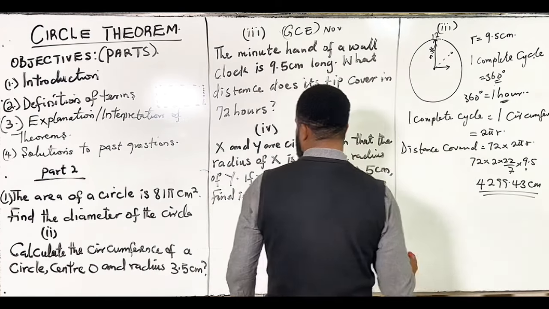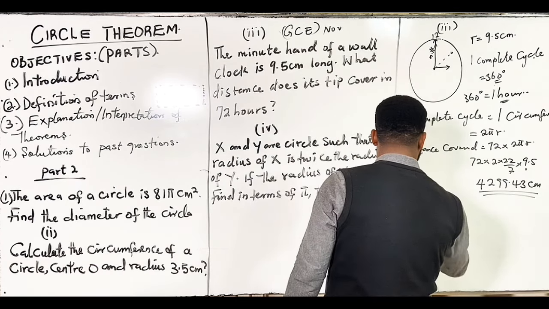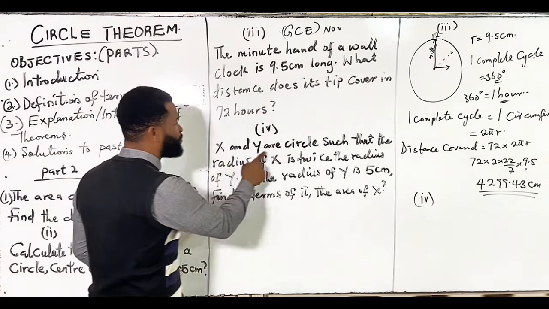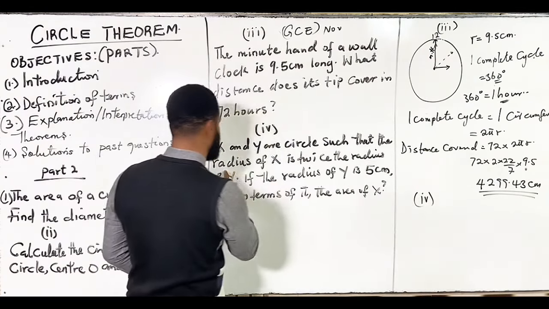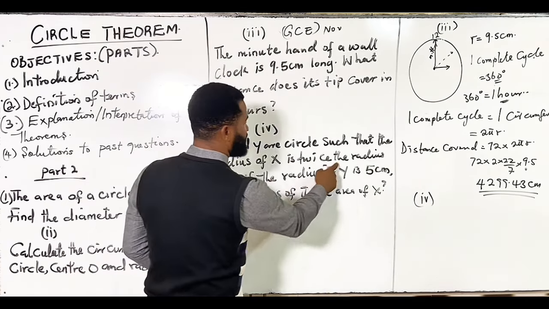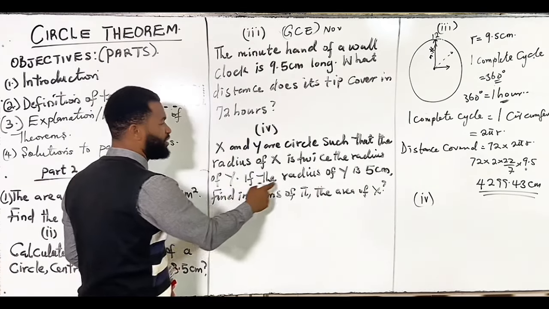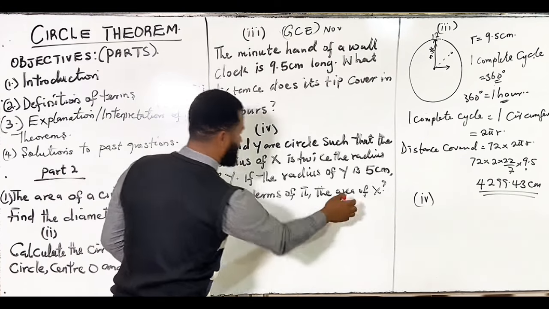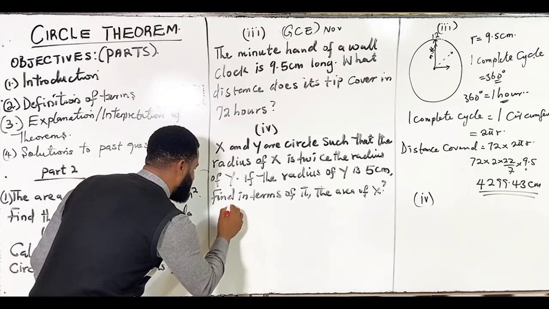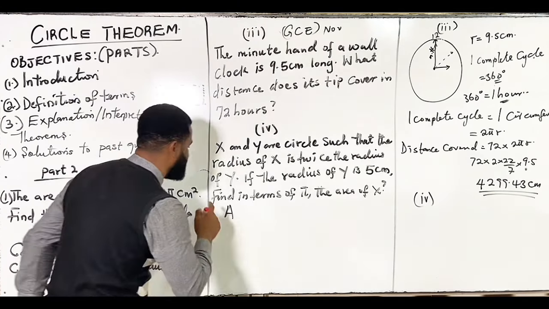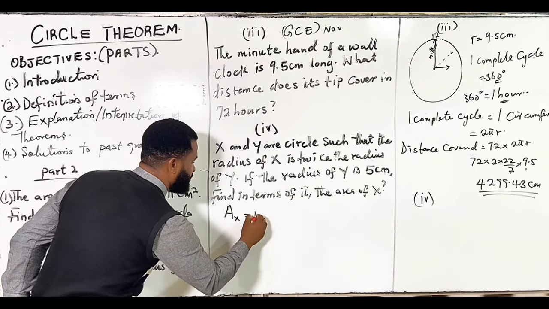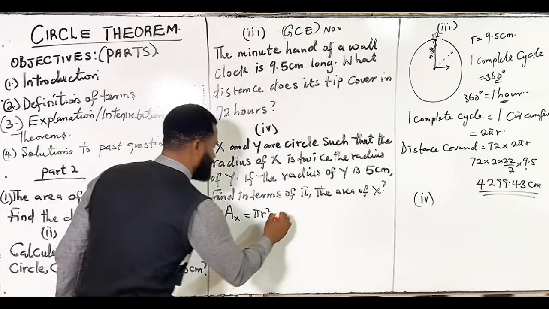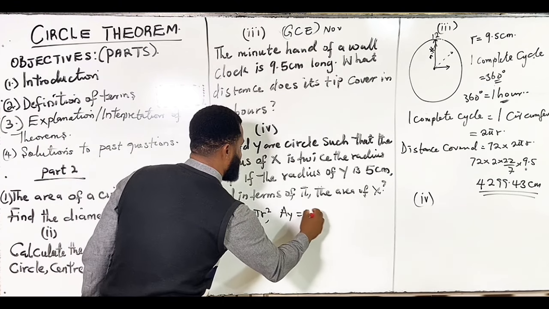So the last one, which is IV. All right, let's solve it here. He said x and y are circles such that the radius of x is twice the radius of y. If the radius of y is this, find in terms of pi the area. All right, fine. I'm going to have area, and this is not hard actually. The area of x is going to give you pi r squared. Okay? And then the area of y is going to give me pi r squared.